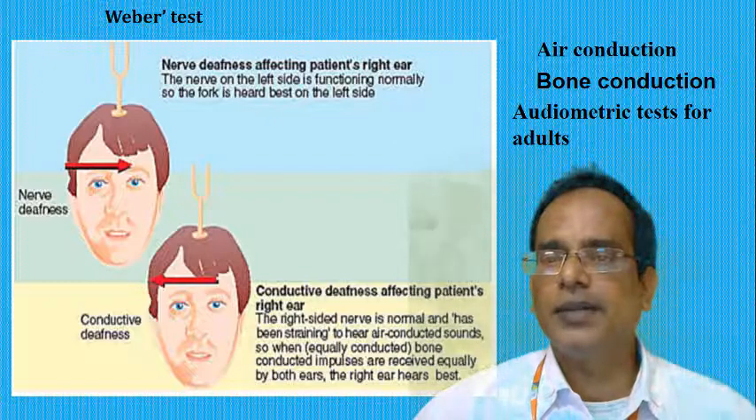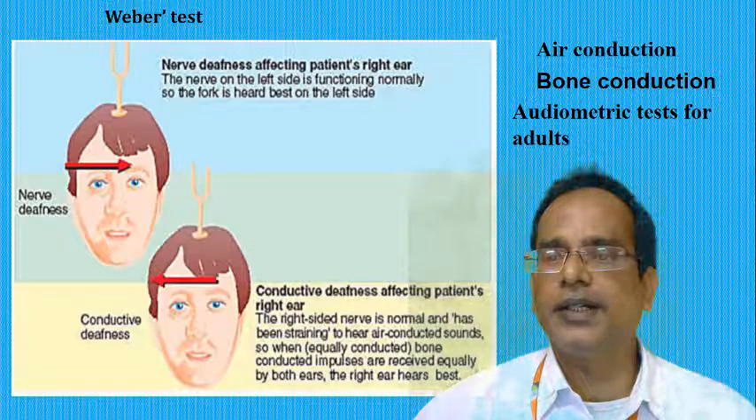So, audiometric tests for adults. The following audiometric tests are conducted for adults. One is the audiometric test, which includes pure tone testing of threshold by both air conduction and bone conduction. Second, speech reception threshold, called SRT. Third, speech discrimination score, called SDS.